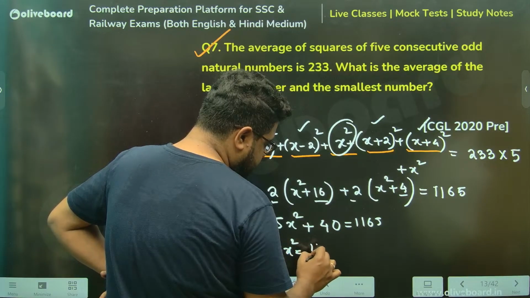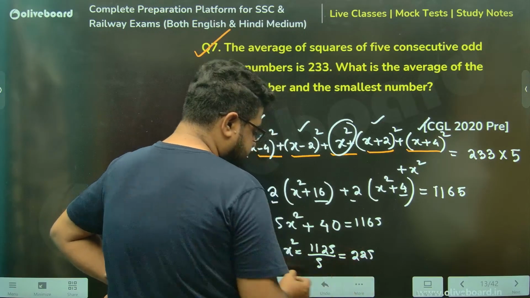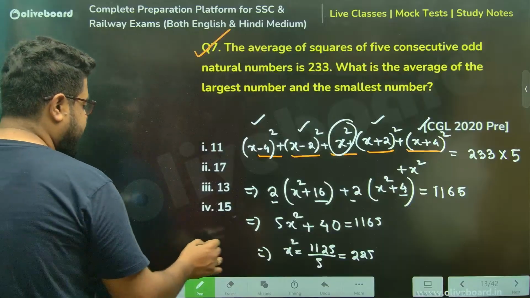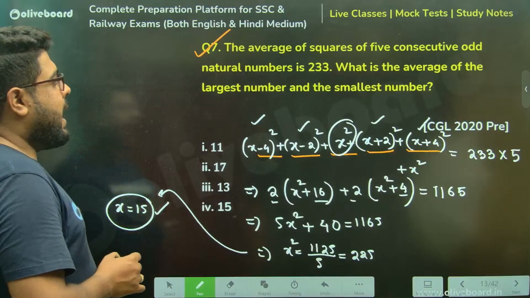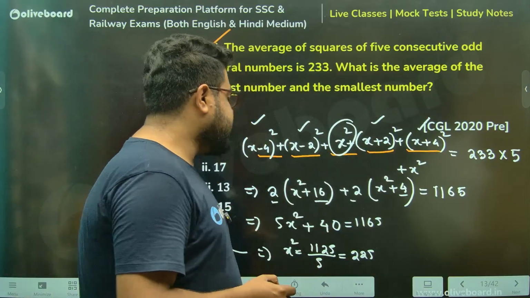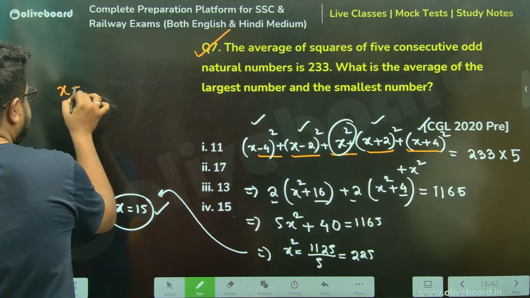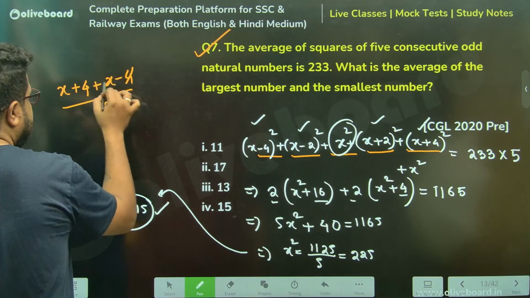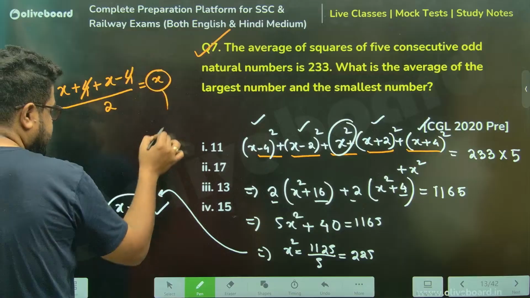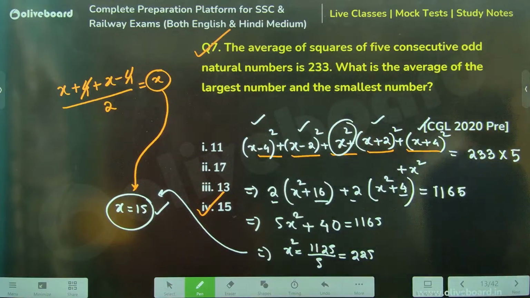X squared will be 1125 by 5. 5 to 25 is this, most likely. So the x value from here will be 15. They are asking the average of the largest number and the smallest number. So the largest number from here will be x plus 4, and the smallest number is x minus 4. Average of these, divided by 2, you will end up getting x only, which is nothing but 15. So option 4, 15, is most definitely your correct answer.